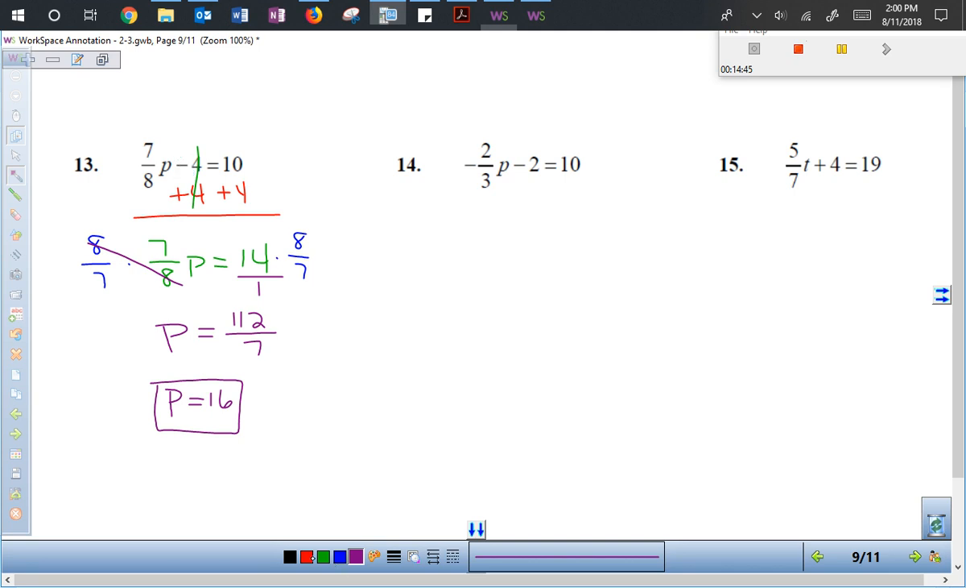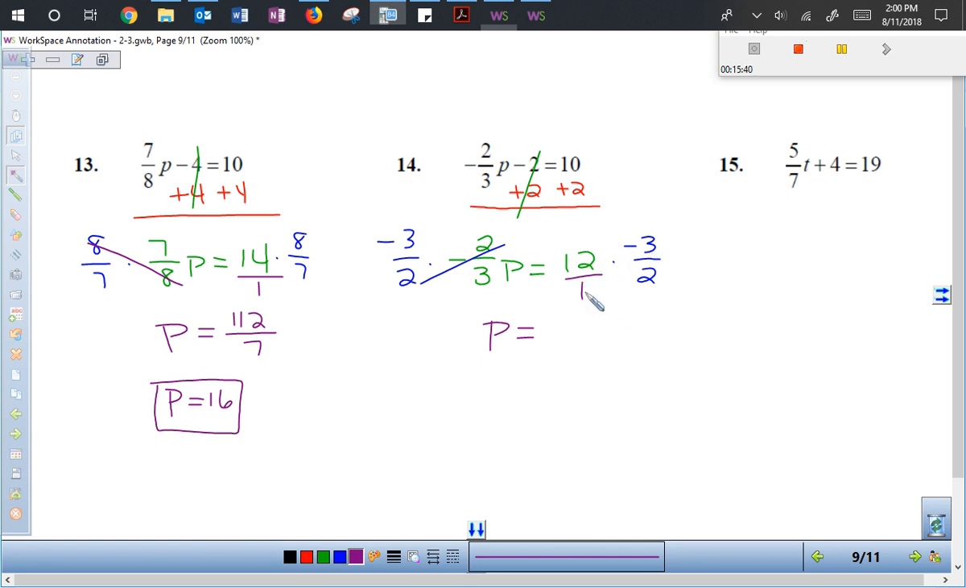Alright, number 14. First, addition or subtraction. So I want to get rid of this -2, so I'm going to add 2 to each side. On the left side, the +2 and -2 will cancel out and leave me with -2/3 p equals 12. Now I want to multiply by the reciprocal, so we're going to multiply each side by -3 over 2, which will cancel out, and p on the left side equals 12 over 1 times -3 over 2.